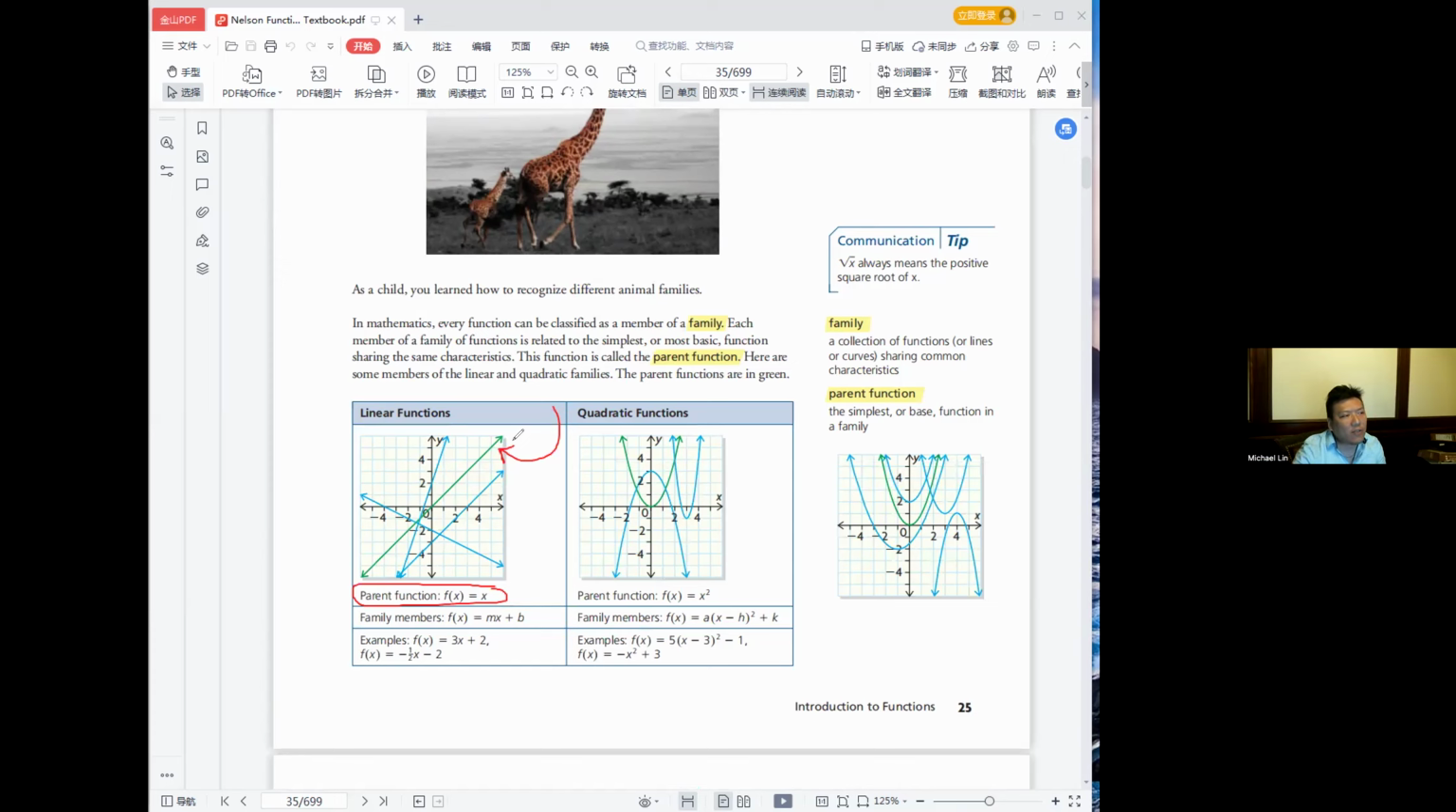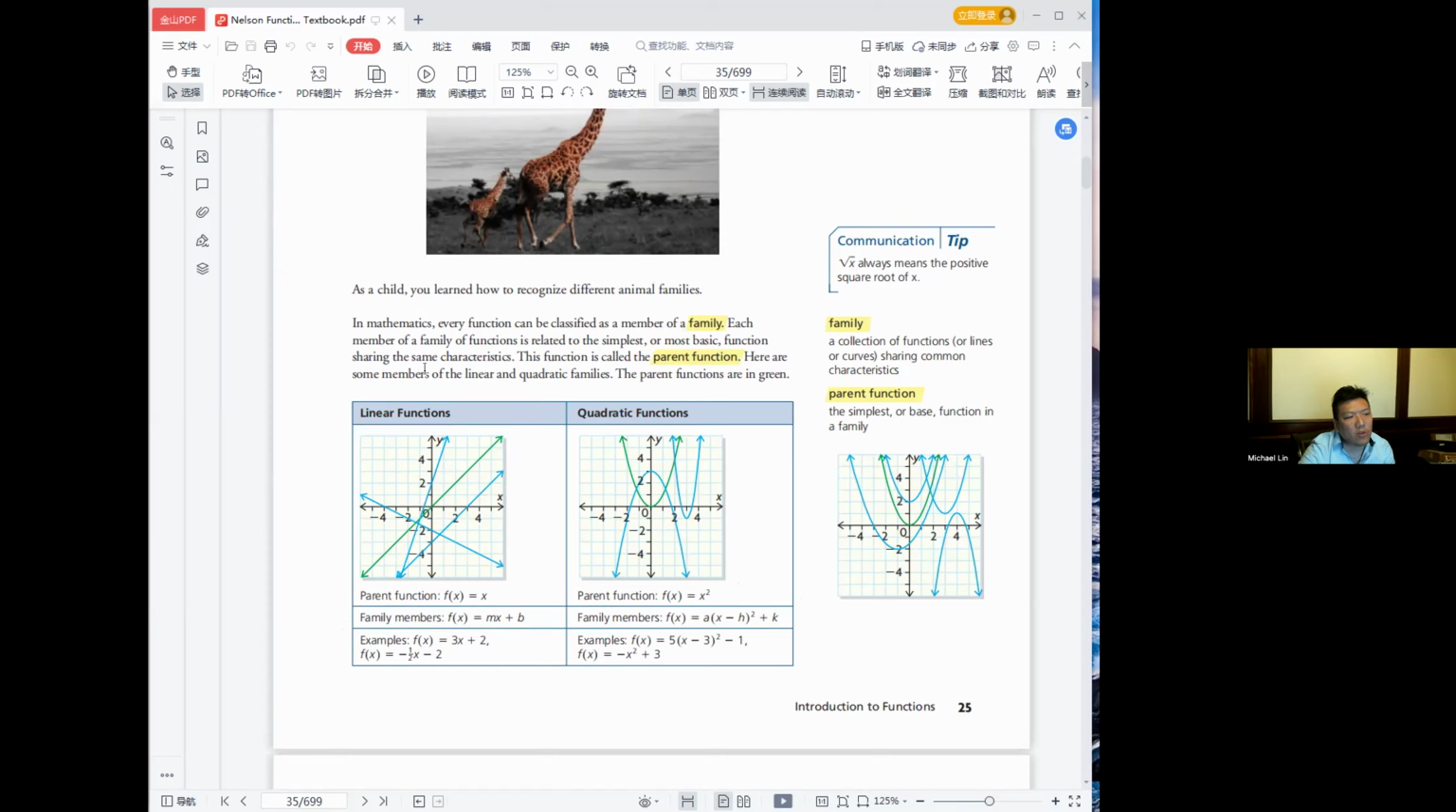For your quadratic function, your parent function is y equals x squared. Again, there have been no stretches or compressions. It hasn't been moved up or down or left or right. Very straightforward. Your family members are basically all your transformed functions, so they're the ones that have been stretched or compressed, or shifted up or down.